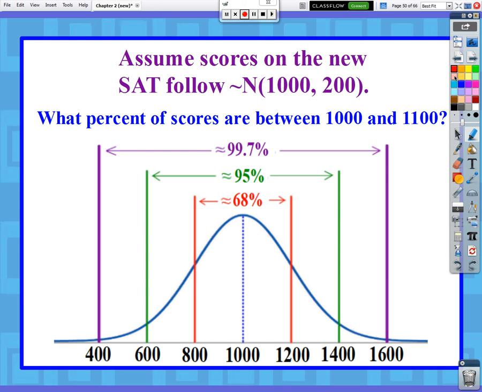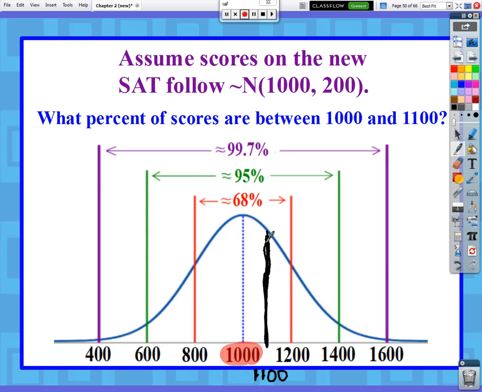Next problem. Percent of scores between 1,000 and 1,100. So 1,100 isn't even a whole standard deviation above the mean. It's really what? Half a standard deviation. Now, this is what I'll have students do.